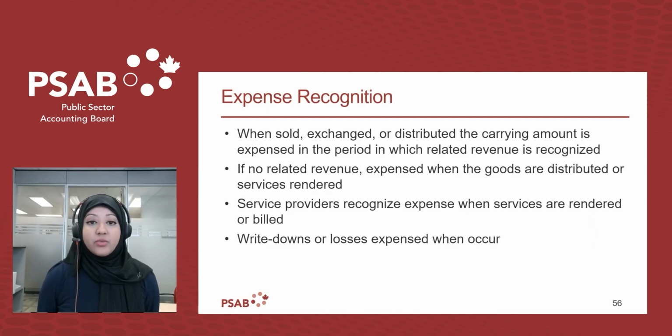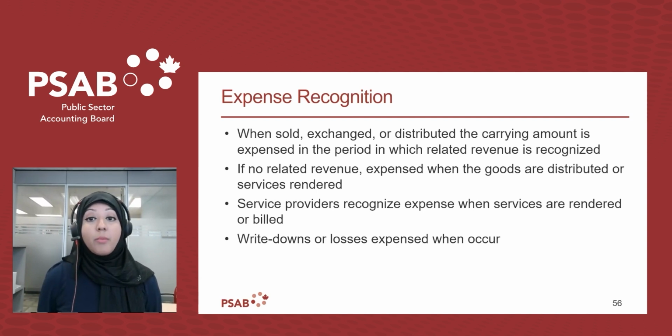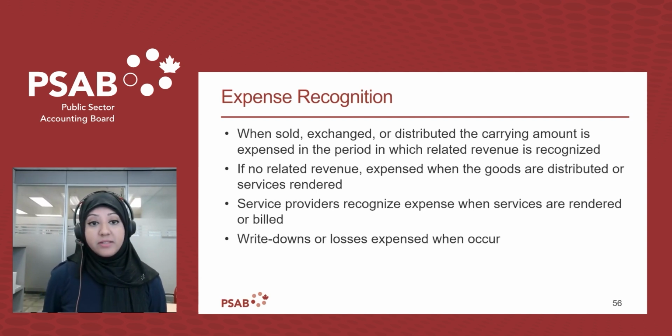When inventories are sold, exchanged, or distributed, the carrying amount of those inventories is recognized as an expense in the period in which the related revenue is recognized. If there is no related revenue, the expense is recognized when the goods are distributed or the related service is rendered. For a service provider, the point when the inventories are recognized as expenses normally occurs when services are rendered or upon billing for chargeable services.